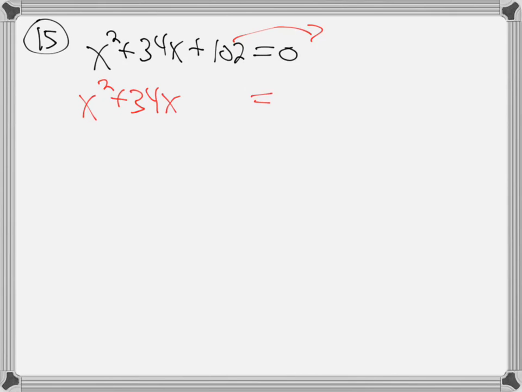That 102 is just kind of in there. It's a negative 102 on the other side. You know, things change signs. And now just do the rest the same. Take the middle number over 2, square. Is this going to be an easier one or a harder one? Easy because the middle is even. So you're not going to have to deal with fractions. So go ahead, crank that one out.